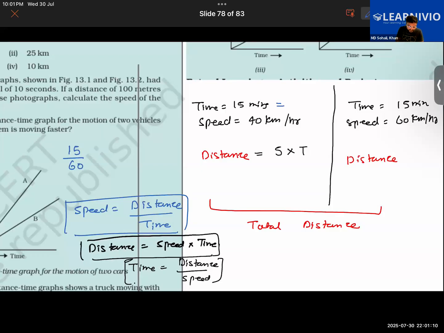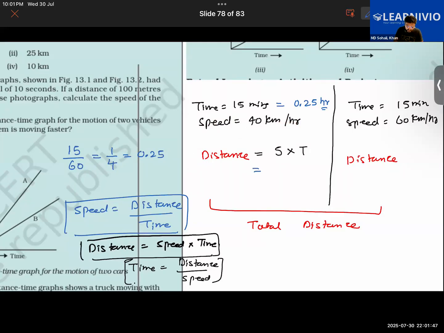Okay. 15 upon 60 is going to be 1 upon 4 now. Then 1 upon 4 is going to be 0.25. So time, that is 15 minutes, is going to be 0.25 hour. Also, logically speaking, 15 minutes is 1/4 of an hour, and 1/4 in decimal is 0.25.